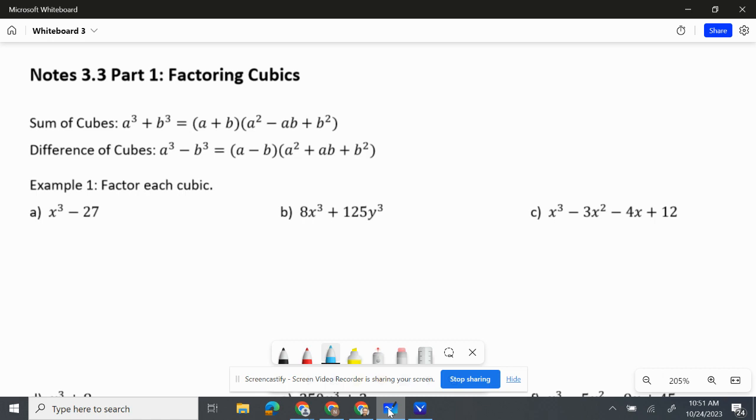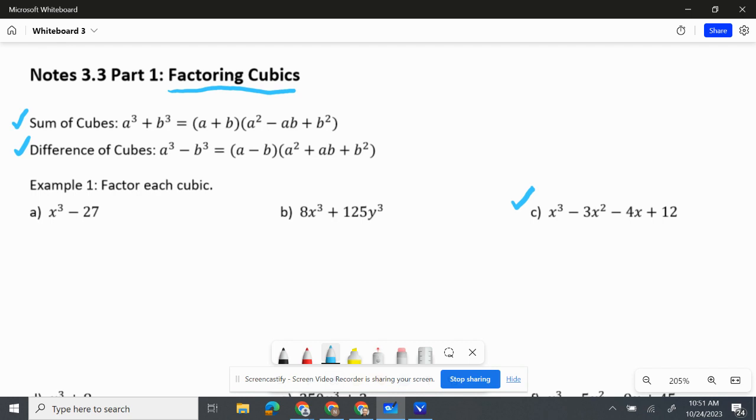What we're going to do now is look at two specific factoring methods. We're going to look at the sum and difference of cubes, and then we're going to look at factoring by grouping. All of these are factoring cubics, and remember, cubics would be degree 3. So the first ones that we're going to look at are sum and difference of cubes.